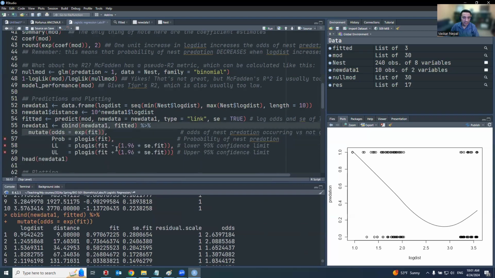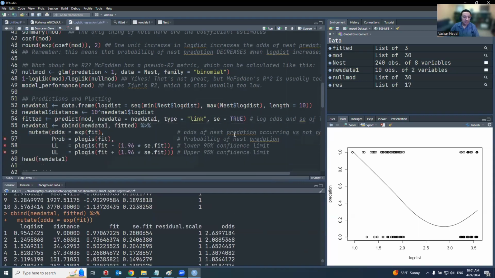Okay? All right. Now let's get rid of that. Then we will also convert the odds to actual probability. Because we used the logistic regression with the default link, which is the logit link, we can convert it back to probability by using this function, plogis. Okay, this converts the log odds to probability of predation. So we can do that here. Let's just run this much now.